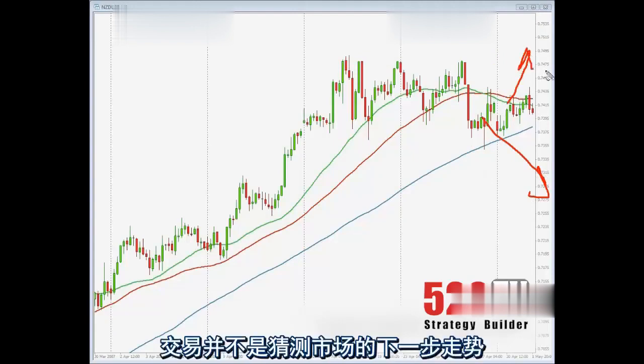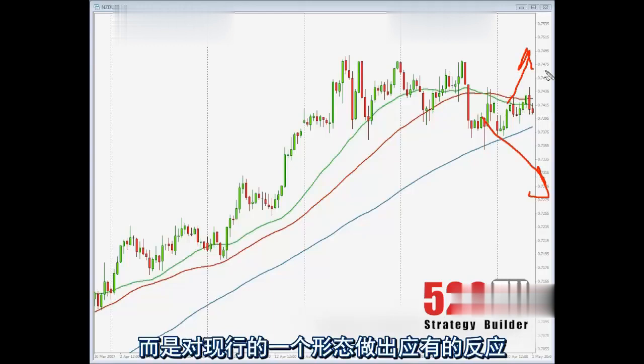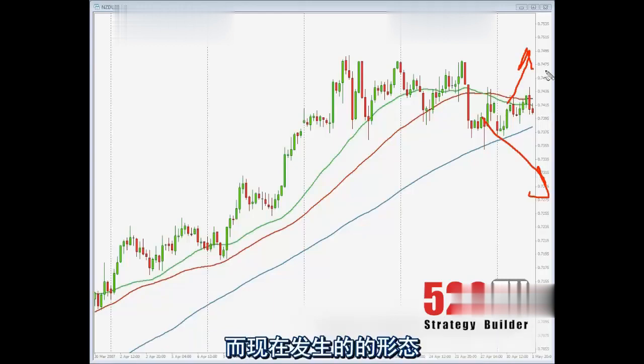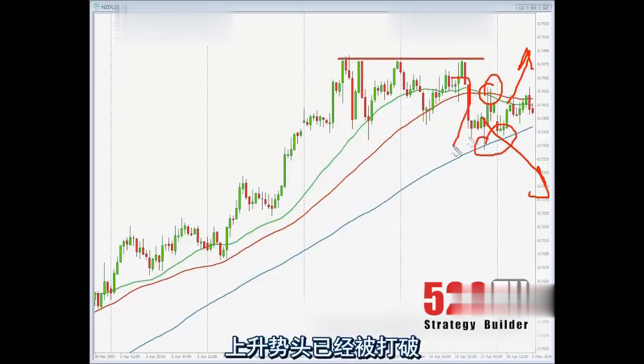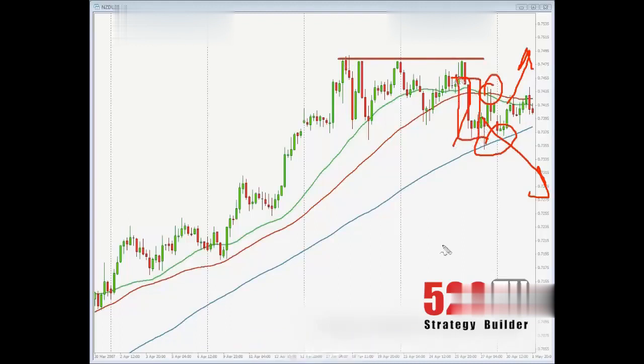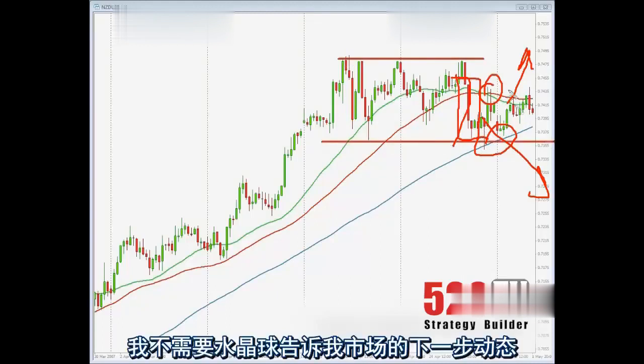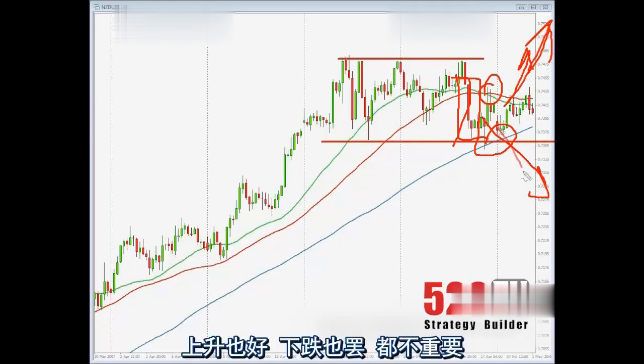Trading, as I always say, is not about predicting the next move. It's about reacting to whatever is happening already. And what is happening right now is indeed a breach of the 100, a crossover, a triple top, momentum breakout there, etc. Okay, I don't need to have a crystal ball and try to guess whether the next swing is going to be to the upside or to the downside.